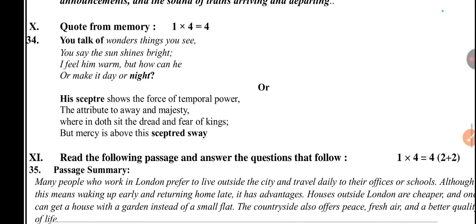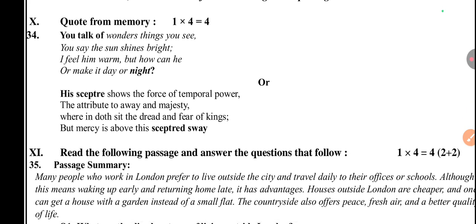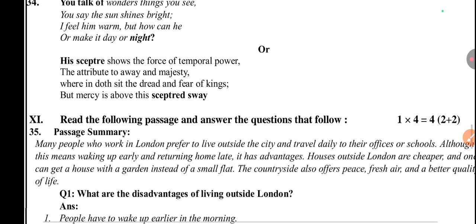Question number 10, quote from memory. It's a 4 mark question. You talk of wonders, things you see. You say the sun shines bright. I feel him warm, but how can he make it day or night? You can write this stanza, or another stanza they have given. His sceptre shows the force of temporal power, the attribute to awe and majesty, wherein doth sit the dread and fear of kings, but mercy is above this sceptred sway.